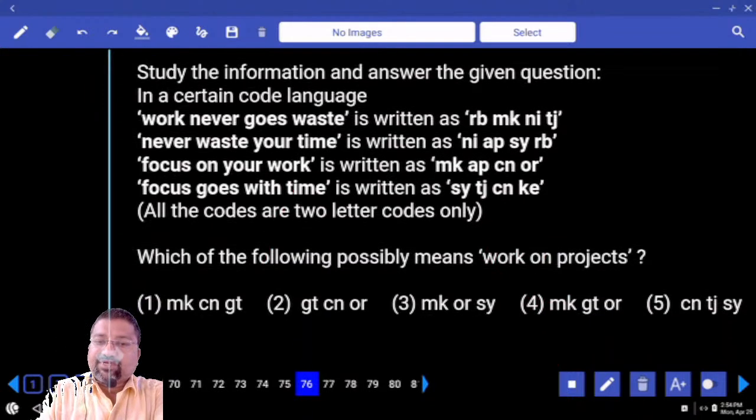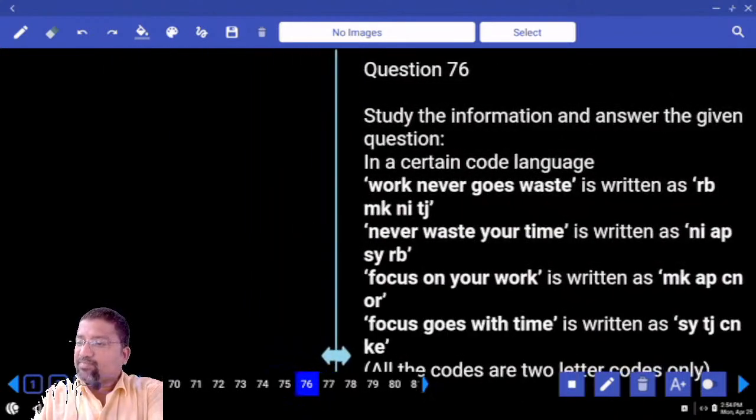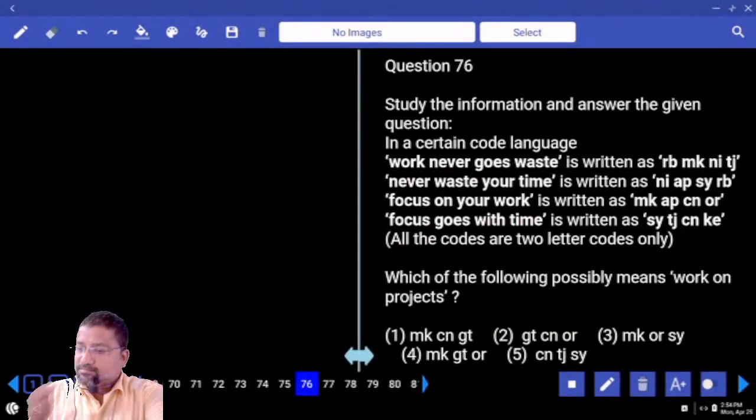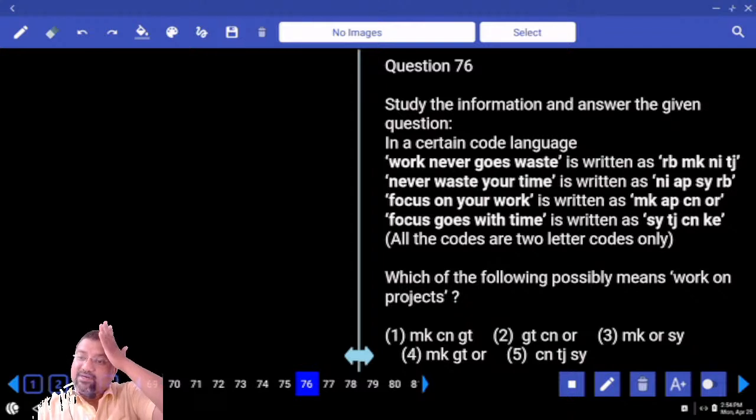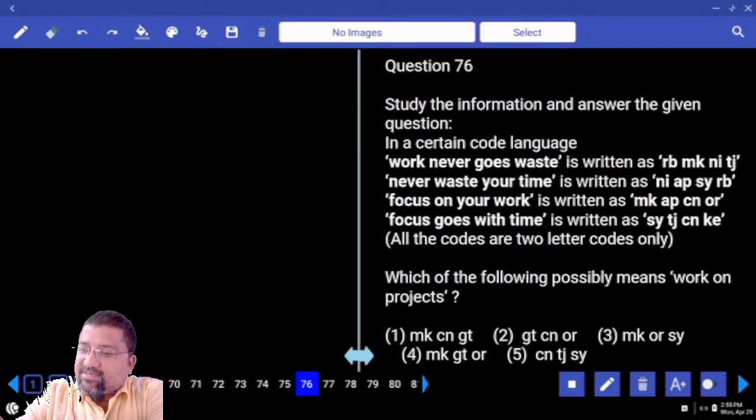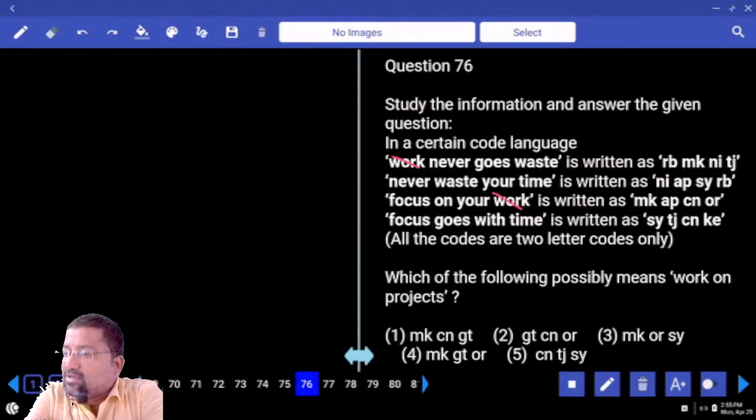Then this you know how to do it, isn't it? These questions are done on the basis of comparison. Since the words are repeating, we'll compare a word and try to get the answers. So what to do? First, work never goes waste. Do you find work anywhere else? Where do you find work? Well, I see work in third and first. If work is the only word common, on the other side, I'll also have only one code that is common.